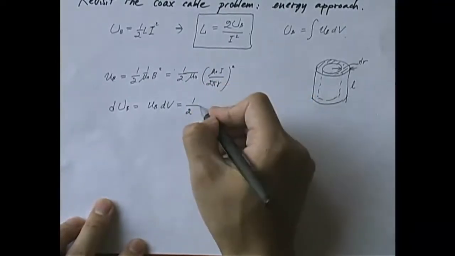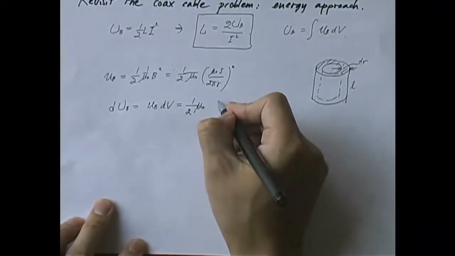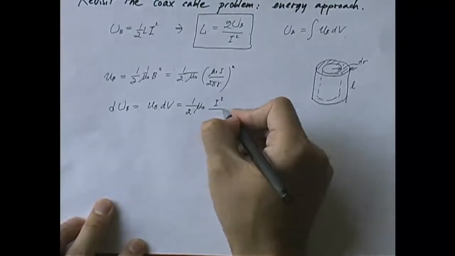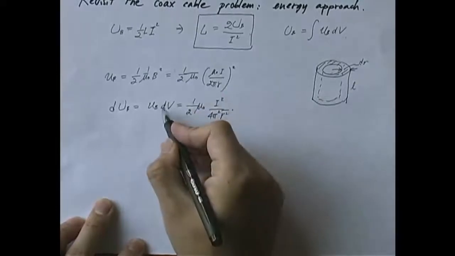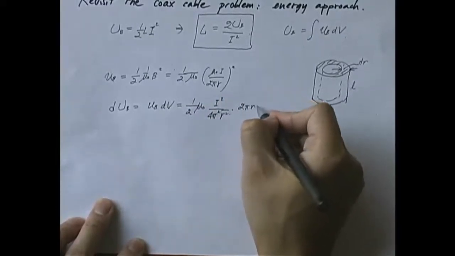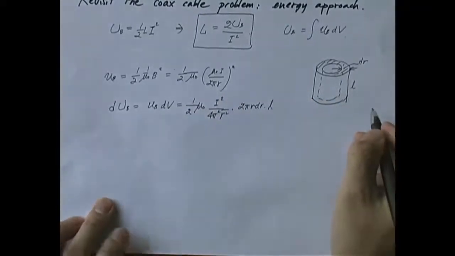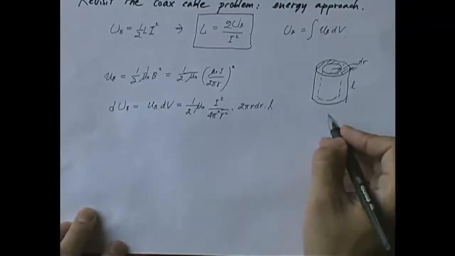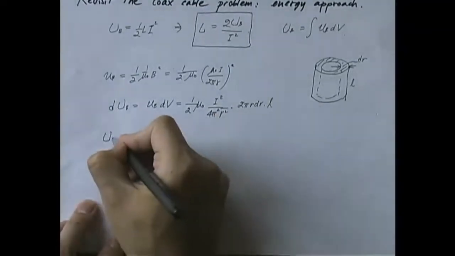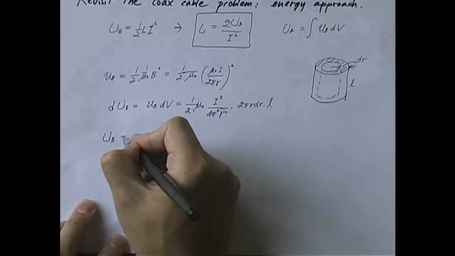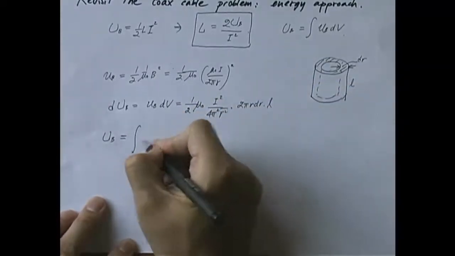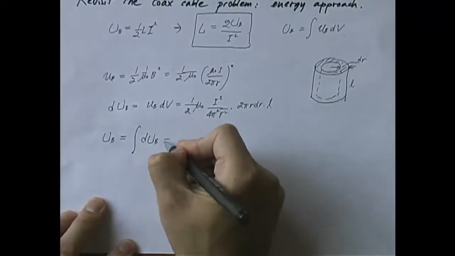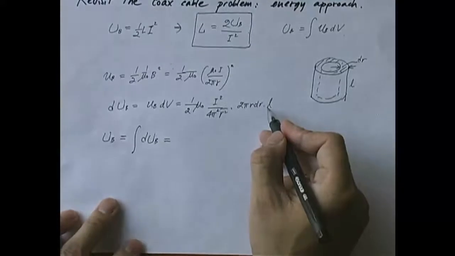1/2 mu naught squared over mu naught, so it's mu naught, then I squared over 4 pi squared r squared. And then multiply by dV, which is 2 pi r dr times L. Okay, let me then integrate UB, the magnetic energy stored between radius A and radius B for length L. I have to integrate over R, okay? So I'm going to integrate over R.